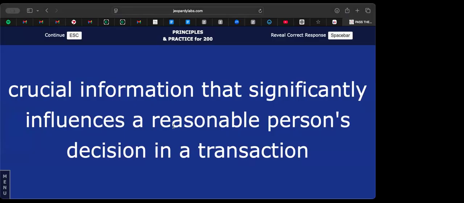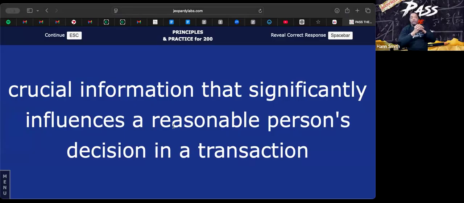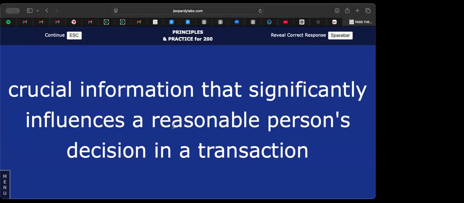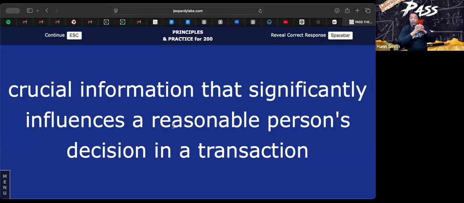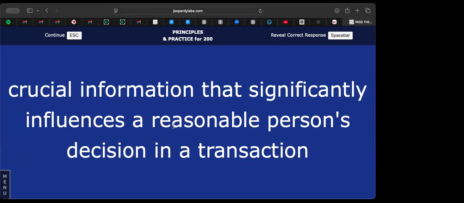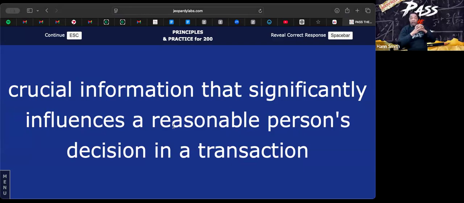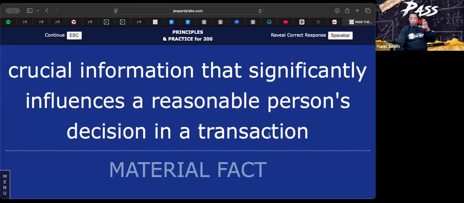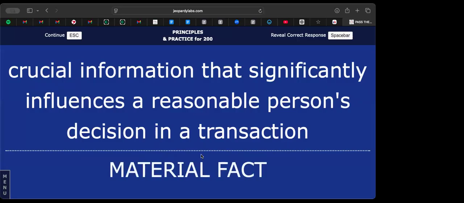Material or patent defects. I don't know what they're asking. Material fact. Remember, material fact is something that, if known, would have altered a person's decision. So this crucial information that significantly influenced a reasonable person's decision in a transaction is a material fact. So I said material or patent.